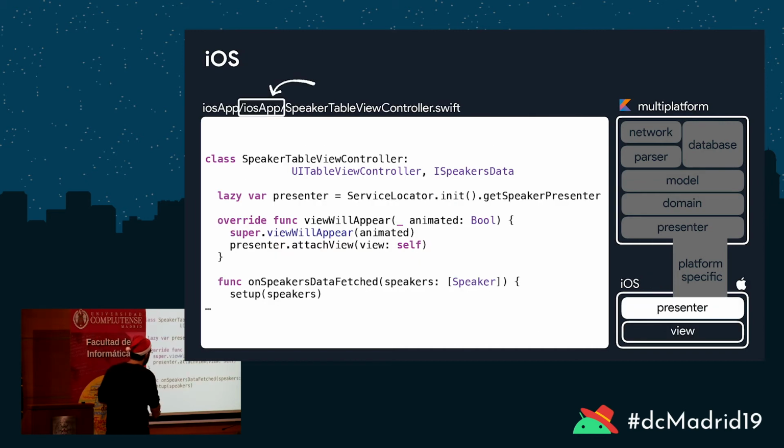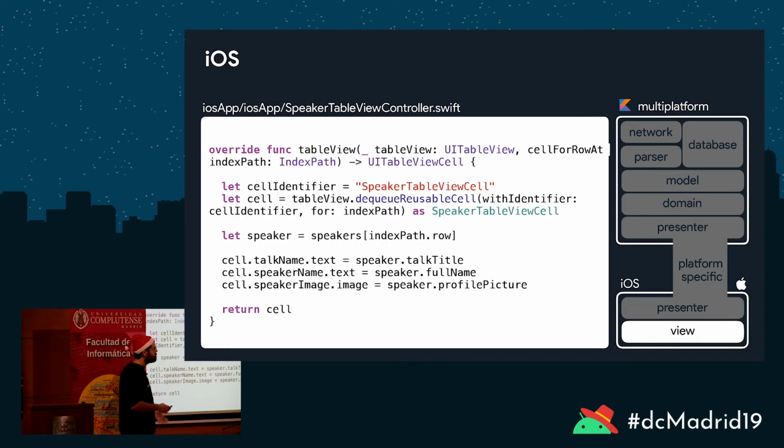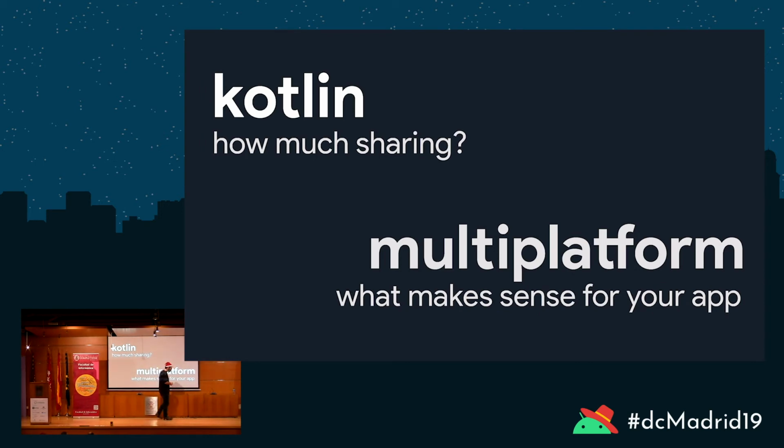If we're going to use it from the iOS side, it's the exact same thing. I'm going to attach the view, define the interface, and when data is fetched, I'm just going to populate my cells. So it's the same thing on different platforms.